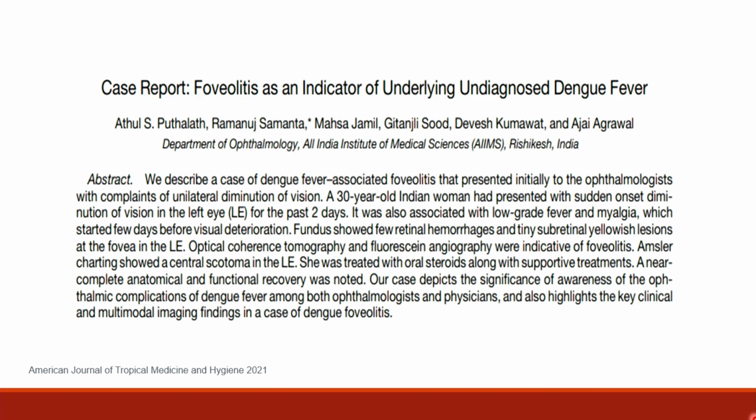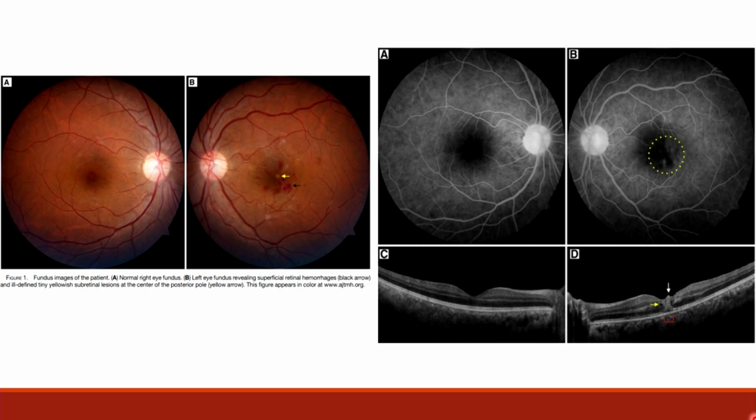So foveolitis is another term which has been seen and known as an indicator of dengue fever. One of the cases is discussed here. As we can see, fundus image of the patient, right eye has a normal fundus, and the left eye fundus reveals superficial retinal hemorrhages, shown by the black arrow, and ill-defined tiny yellowish subretinal lesions at the center of the posterior pole, shown by the yellow arrow. And on the right side, the right eye is normal, but the left eye had perifoveal capillary leakages in the late phases.